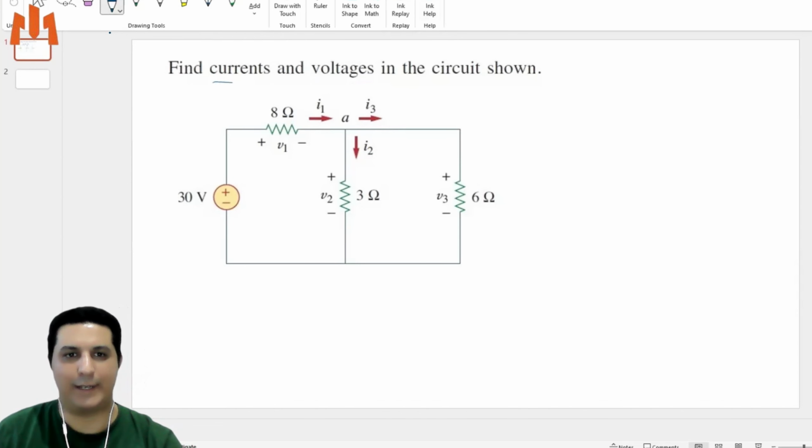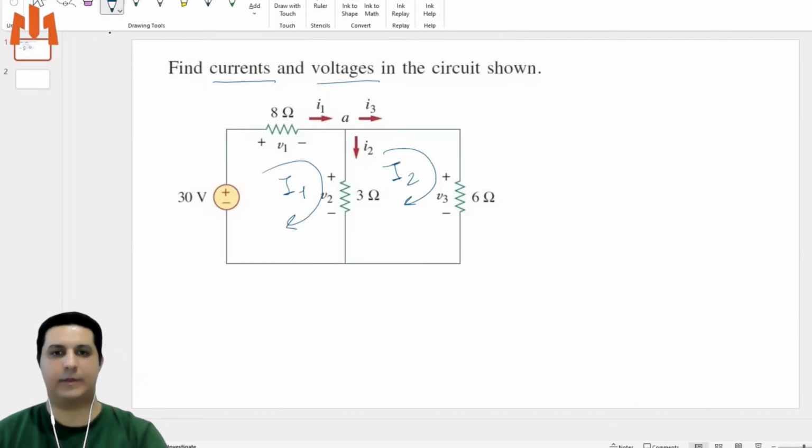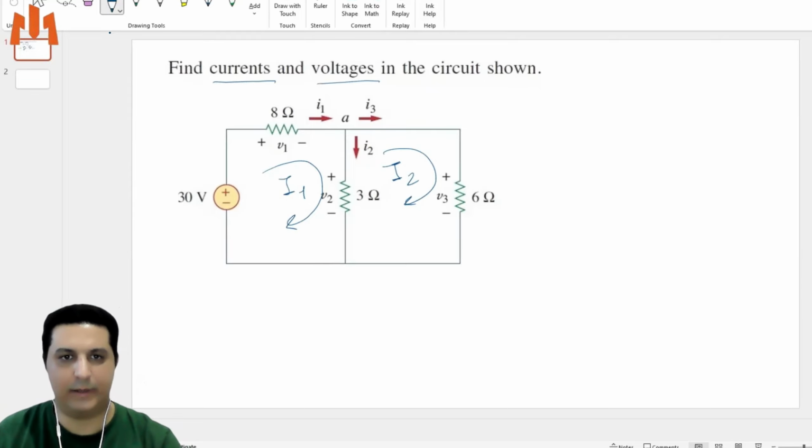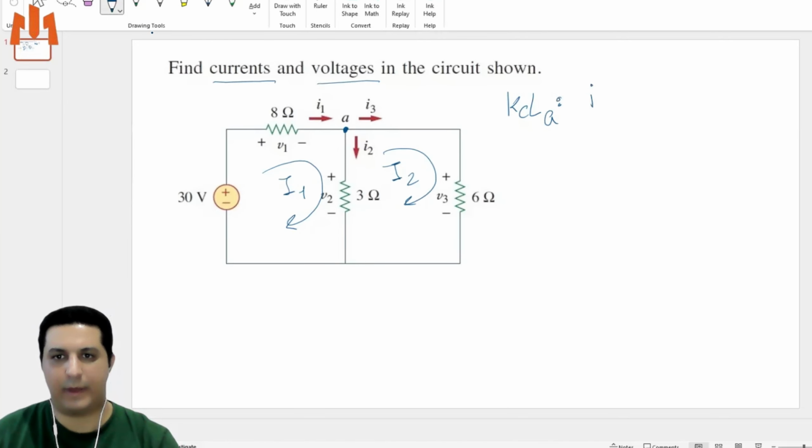As you see, we are going to find currents and voltages. Here we have two loops, I1 and I2. And something else, as you see here, we have a node. We have to apply KCL at point A: I1 equals I2 plus I3.